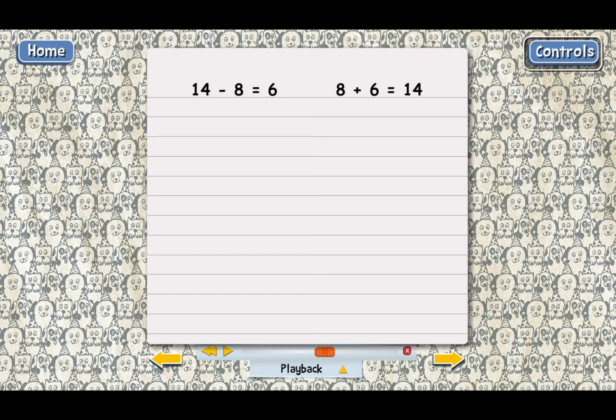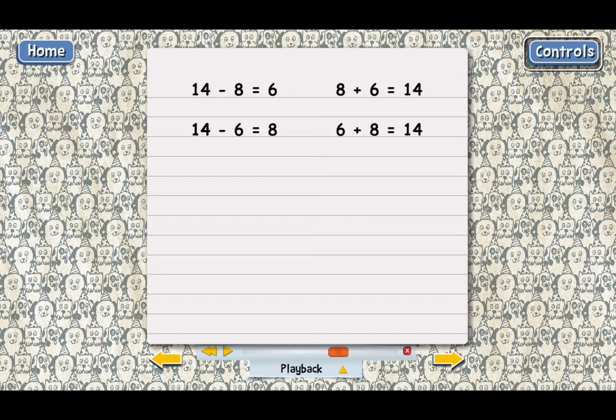Another addition is 6 plus 8 equals 14. We know that has to be true because you can add numbers in any order. So 8 plus 6 is the same as 6 plus 8. Another subtraction is 14 minus 6 equals 8. This also has to be true.